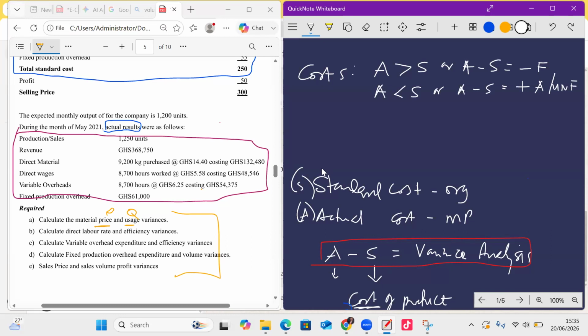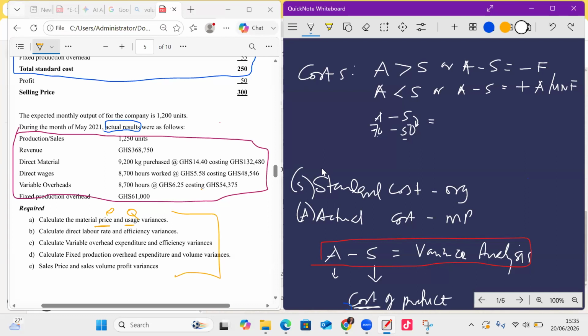So let me use an example for the first one. Let's say I have the business. It sets a standard cost of material at 50 cedis. That was what it set it to be. But I went to the market and it is now 70. Has the business lost or gained when it went to buy the material for 70? Meanwhile, it sets it at 50 cedis. Has it lost or gained? Lost. So 70 minus 50, is it positive or negative? It's positive.